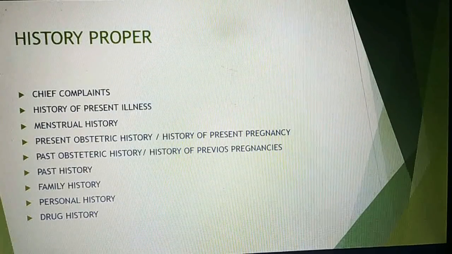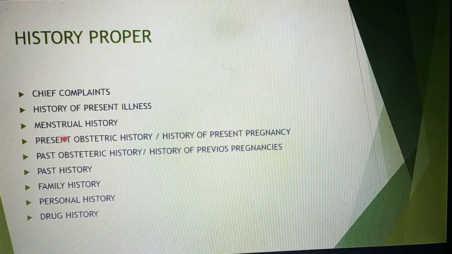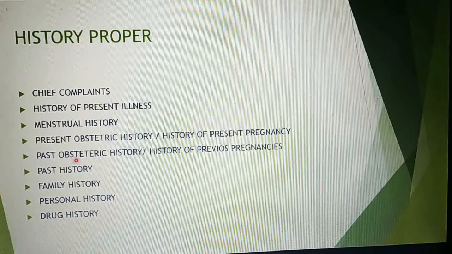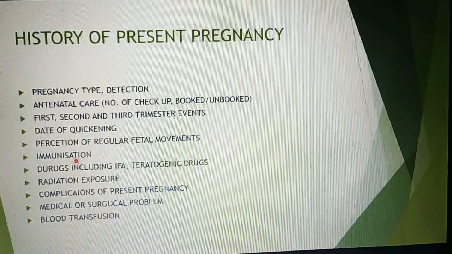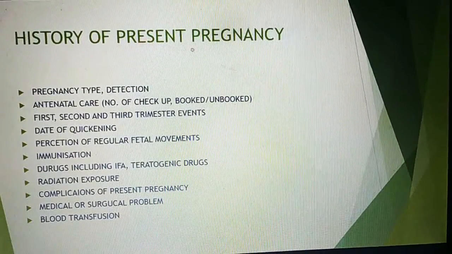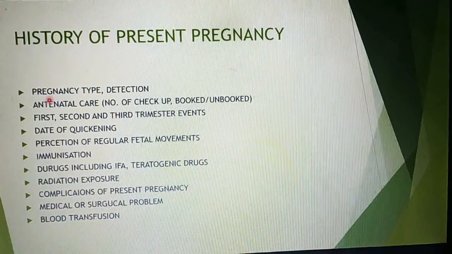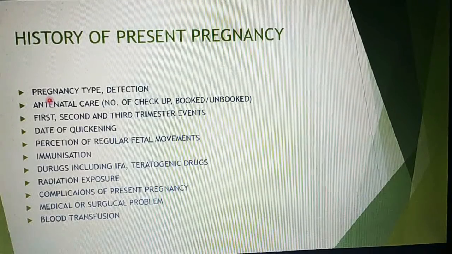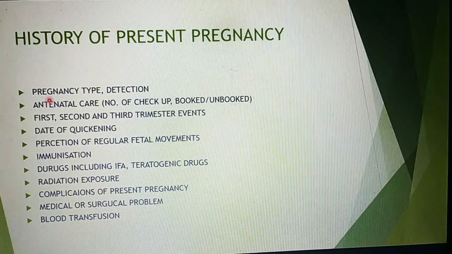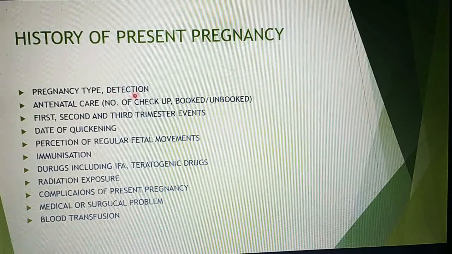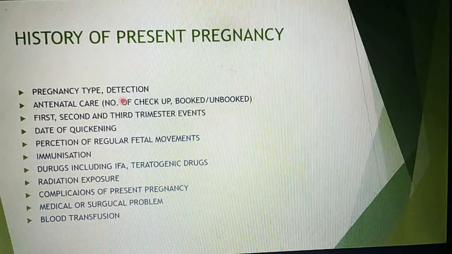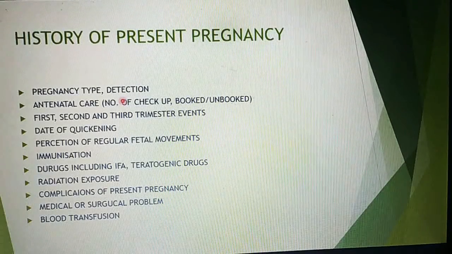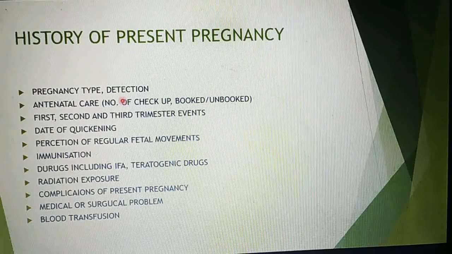Next, after menstrual history, you should record history of present pregnancy or present obstetric history. First of all, you should write pregnancy type. Is it natural or is it by any artificial reproduction technology? Then how the pregnancy is detected, like by urine pregnancy detection kit or by USG, and when the pregnancy is detected, after LMP or last menstrual period.